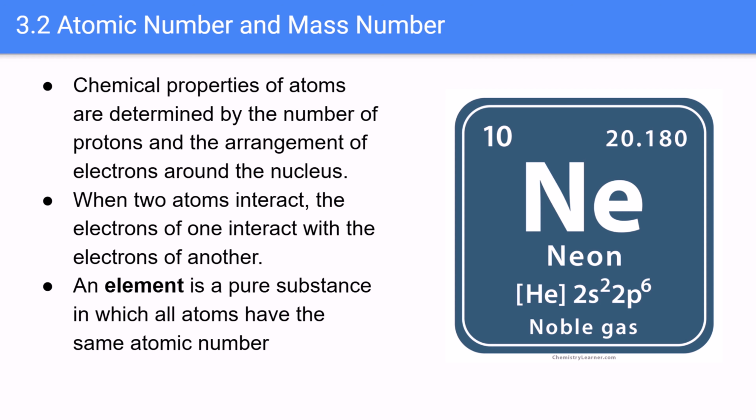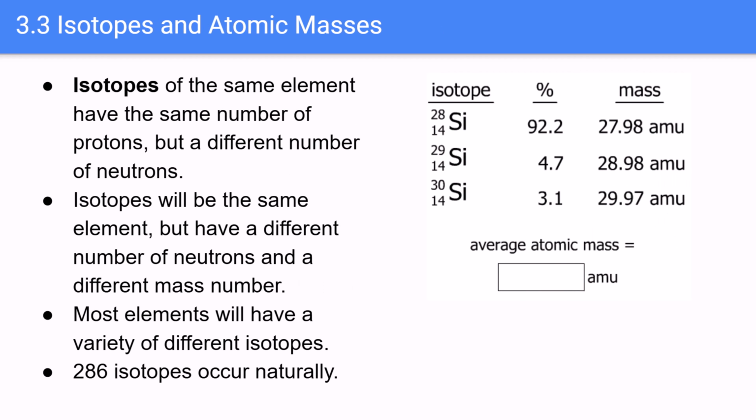That is going to be because we have these things that are called isotopes. And isotopes of the same element have the same number of protons, but a different number of neutrons. So isotopes will be of the same element. Remember that isotopes contain the same number of protons, so you may have, in this instance, multiple isotopes of silicon. In this case, we have 3 different isotopes.